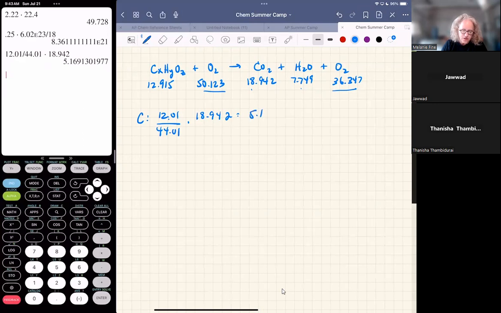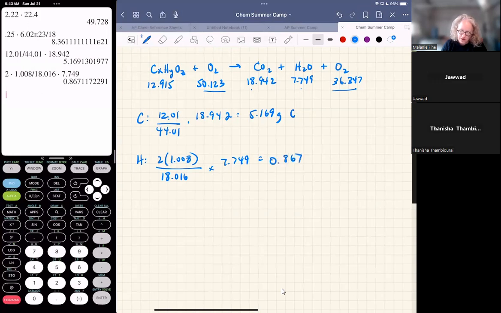So let's say it's 5.169 grams of carbon. Hydrogen is going to be the percent of hydrogen in water. Two times 1.008 divided by 18.016 times 7.749 gives me 0.8671 grams of hydrogen. And then we have the rest is oxygen. So I also need to figure out how much of oxygen is left over.